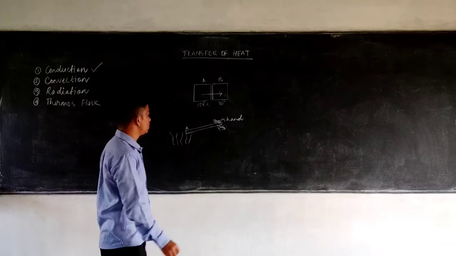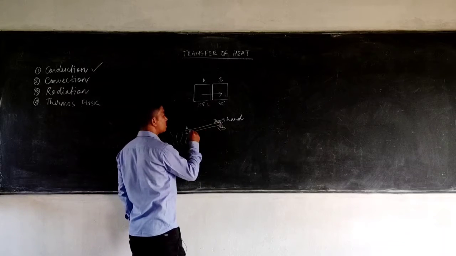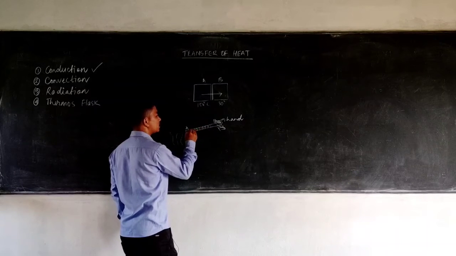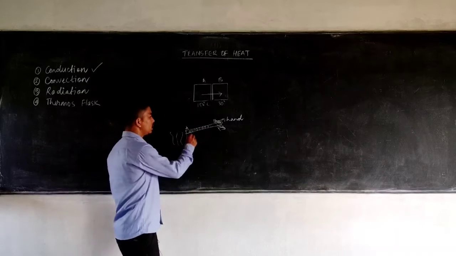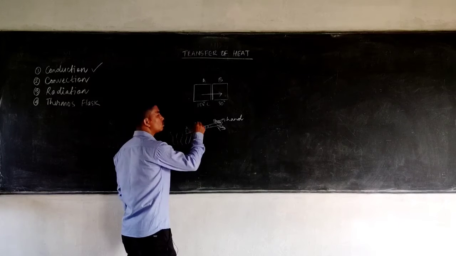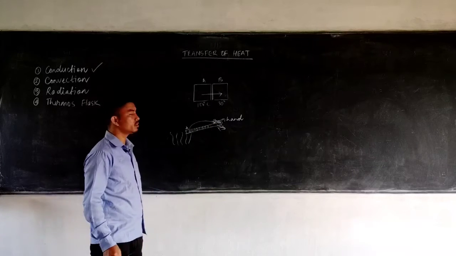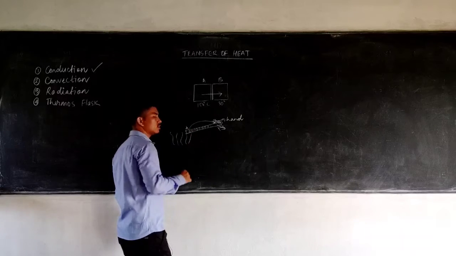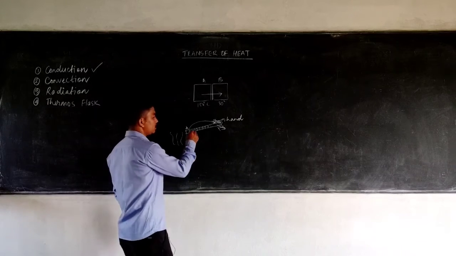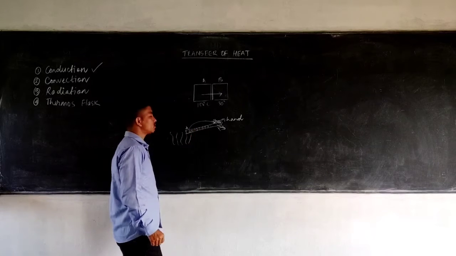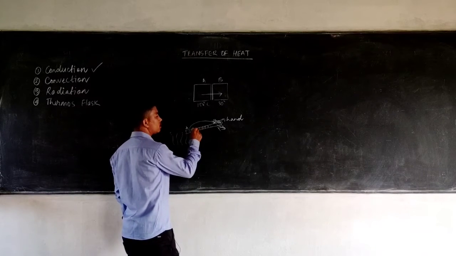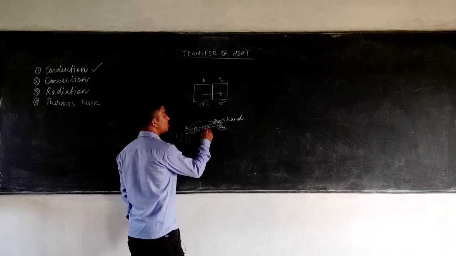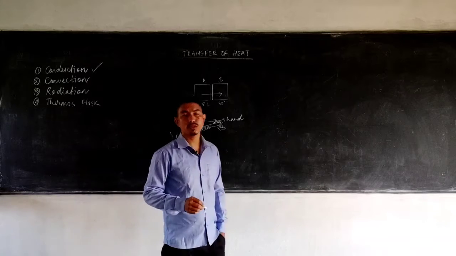Now how does this happen? It happens because this iron rod contains many molecules or atoms. The first atom gains some heat, and after gaining heat it does not go to end B, but instead it starts vibrating. When it starts vibrating, it touches its neighbor molecule, and when this second molecule starts vibrating, it touches the third one. When the third vibrates, it touches the fourth one. So the energy is transferred from particle to particle. That is the process of conduction.